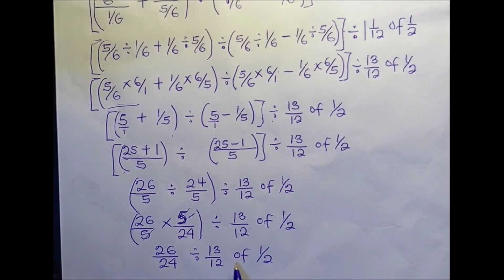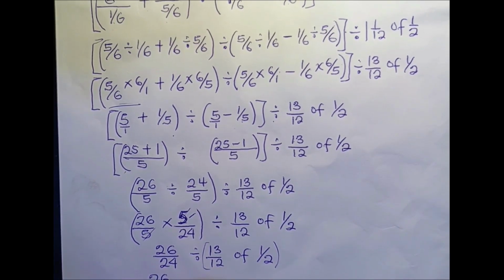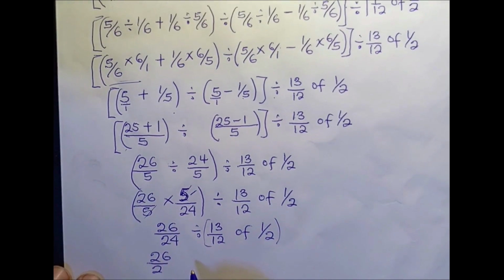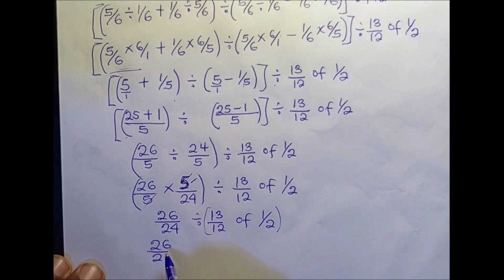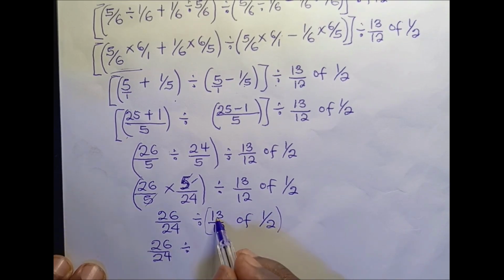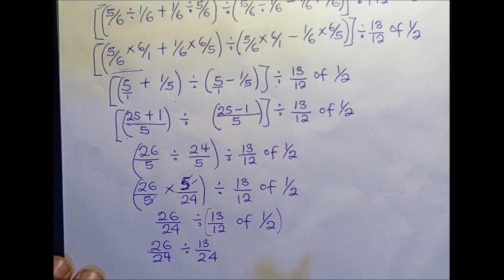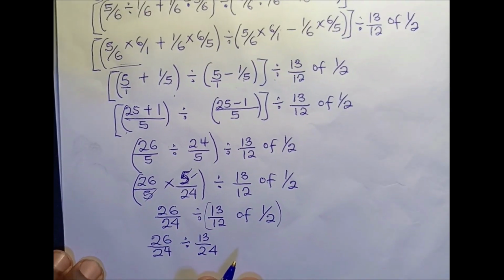So for the BODMAS rule, we have to find the solution for the "of" before we can use the division sign. So it means that we are going to have this one simplified first. That will give us 26 over 24 divided by 13 over 24. The "of" stands for multiplication, so 13 times 1 will give us 13, and then 12 times 2 will give us 24. All right, so let's move on.